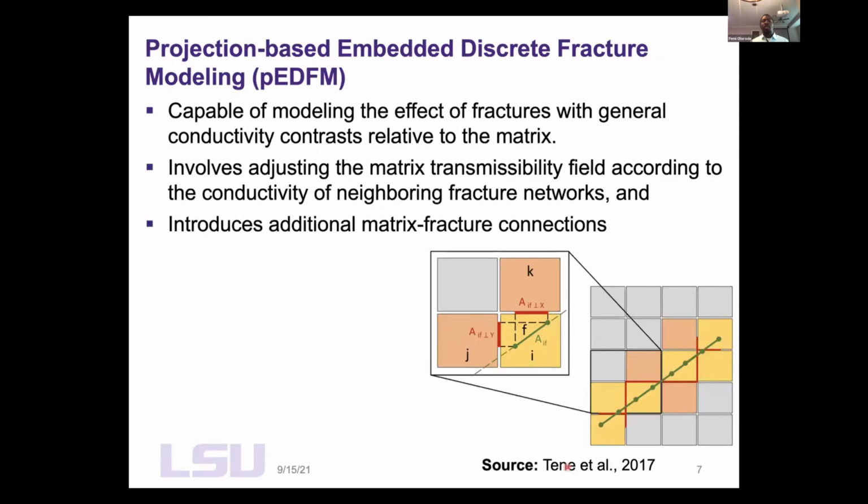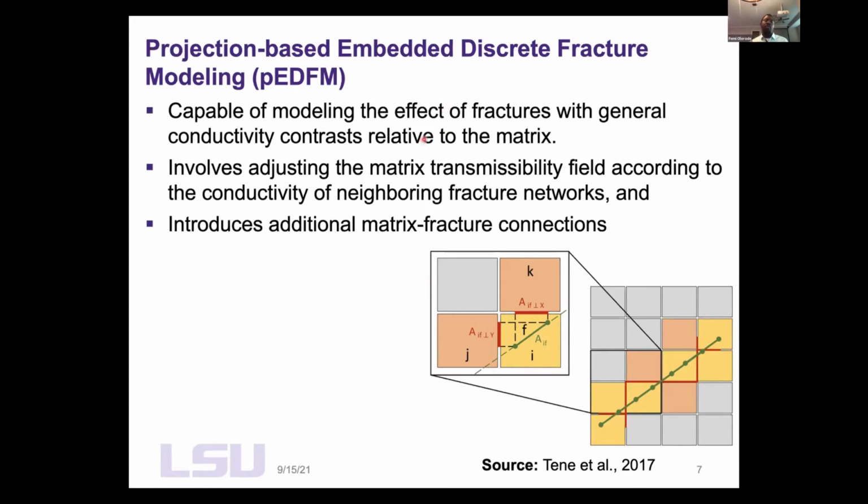So in 2017, Tin and others came up with the projection-based EDFM, which basically adds what is called projection cells. So a fracture in a host matrix cell projects an area onto one projection cell in each direction. So in each direction, meaning in the X and Y direction in 2D, we need one projection cell each. And the algorithm to figure out the projection cell involves some geometrical calculations and is fairly complex.